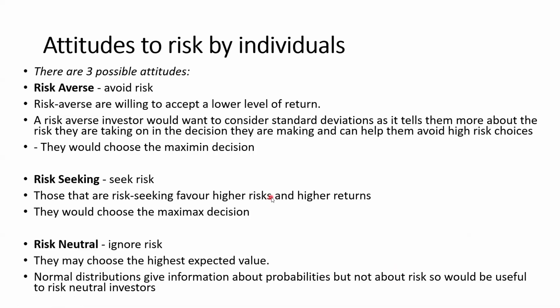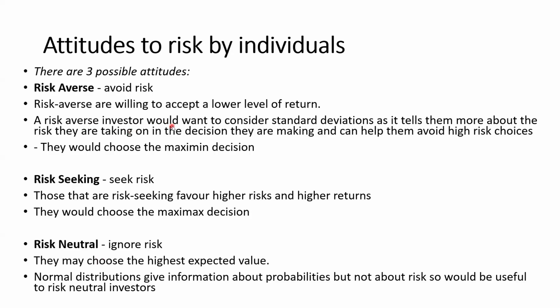Now let's see what are the attitudes to risk by individuals. As human beings, there are three types of risk attitudes. First one, risk averse. Then we have risk seekers as well as neutral people. Risk averse means we are avoiding risk. Risk averse are willing to accept a lower level of return. Even though we are getting lower return, we are okay because it's lower risk.